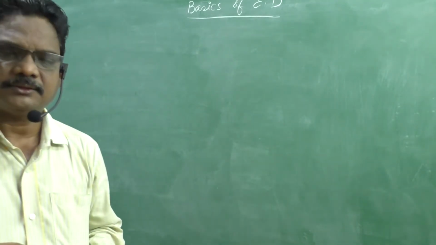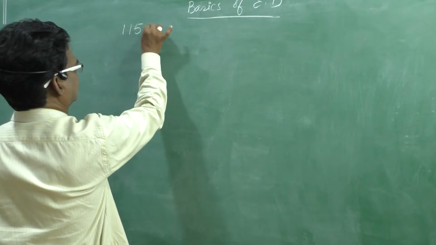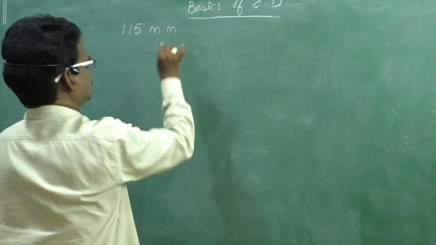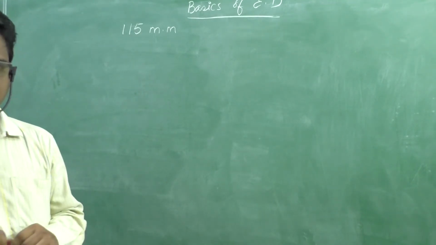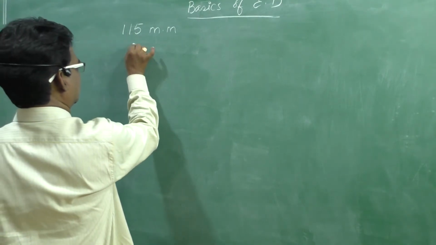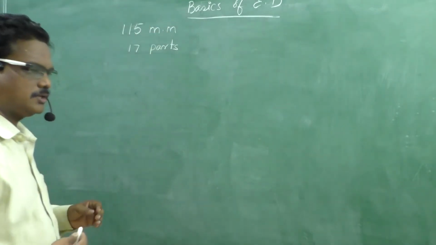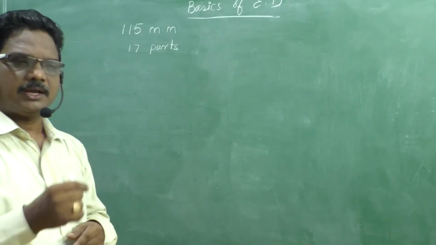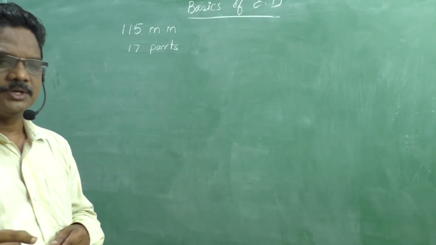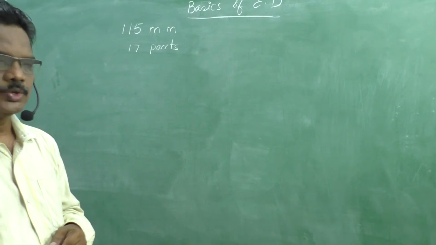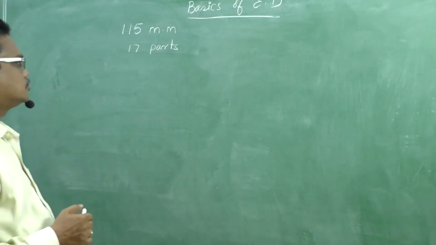A line of length 115 mm. We need to divide that line into 17 equal parts. In the problem, a line AB equal to 115 mm length. Divide this line into 17 equal parts. Okay, now we want to solve the problem.